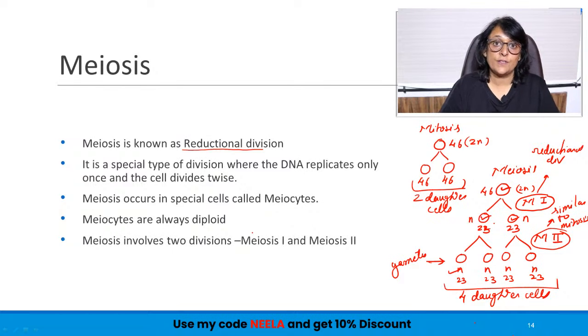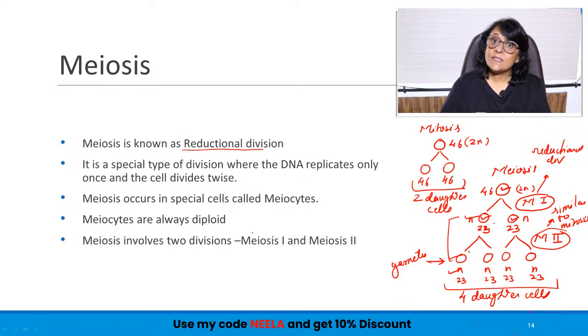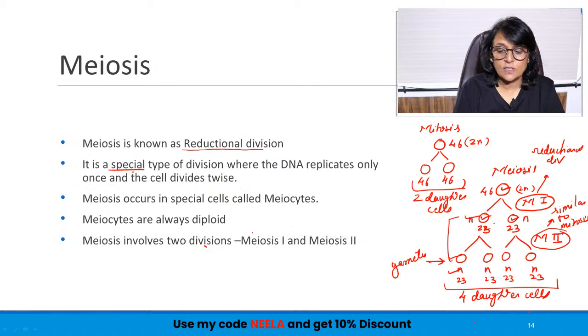But there are differences, it's not exactly the same. But if the number of chromosomes remains the same as in the cell where it started from, so for this division, this becomes the parent cell and these are the daughter cells. So if the chromosome number is the same, it is equational. So in meiosis, there are going to be 2 divisions. It is a special type of division where DNA replicates only once and the cell divides twice.